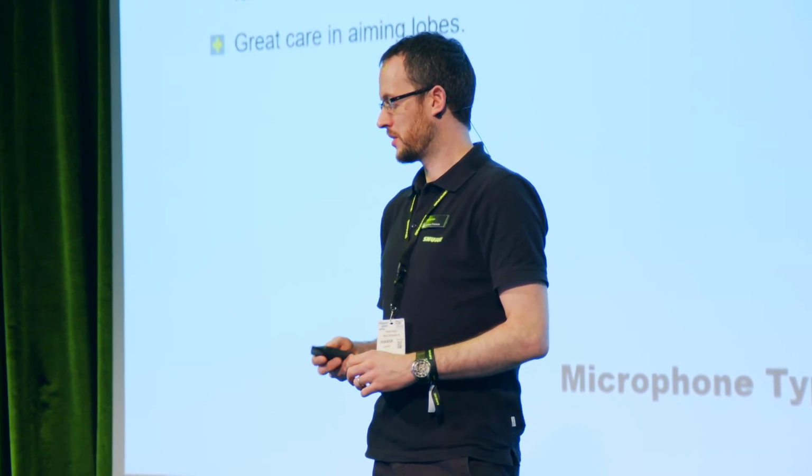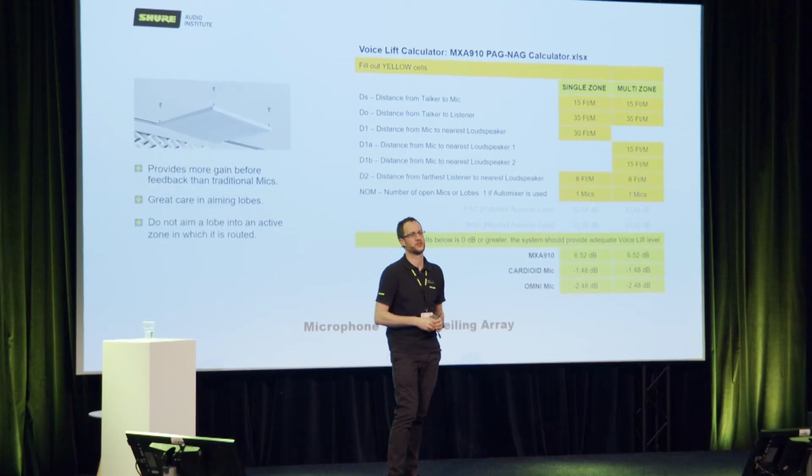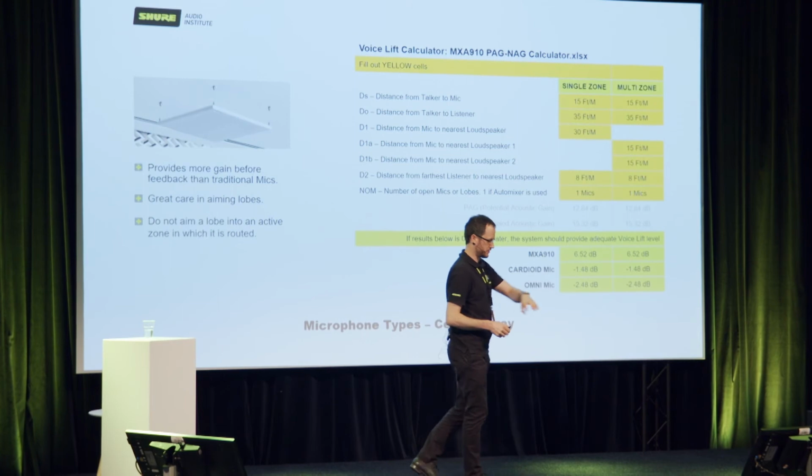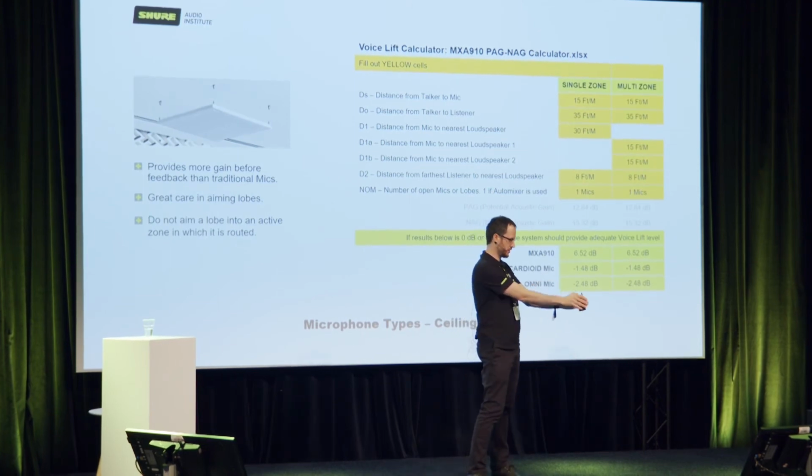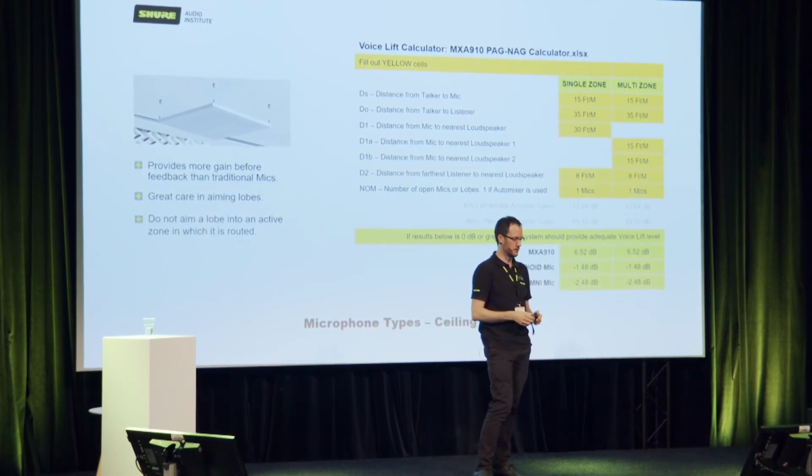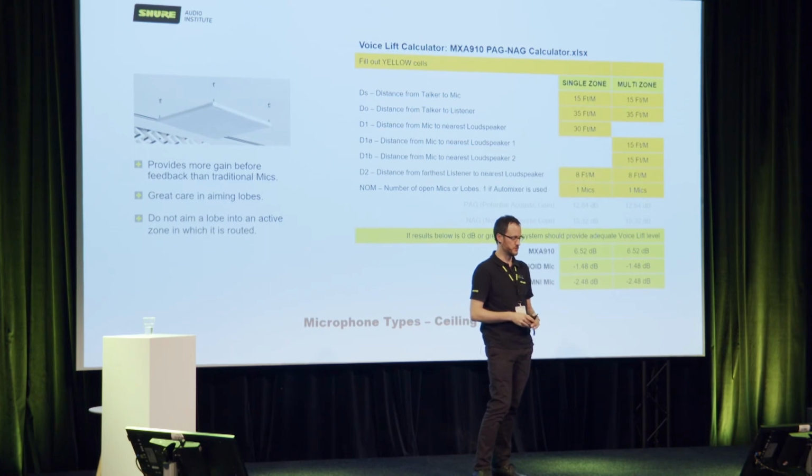Let's change the microphone type then for a ceiling array. Ceiling arrays typically provide more gain before feedback than your pendant mics or your boundary mics in the ceiling because of the fact that they are so predictably directional and outside of where they're pointing to pick up the mic, you get a lot more rejection in their null point.